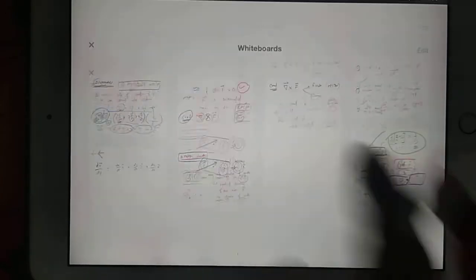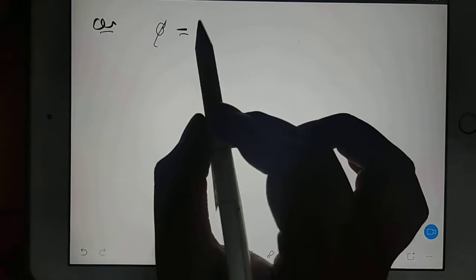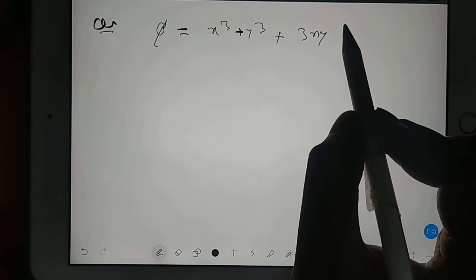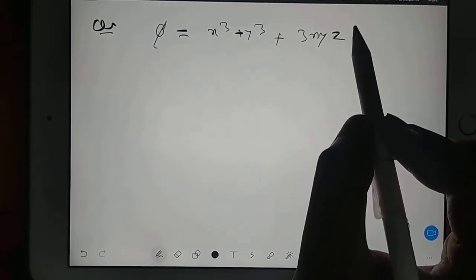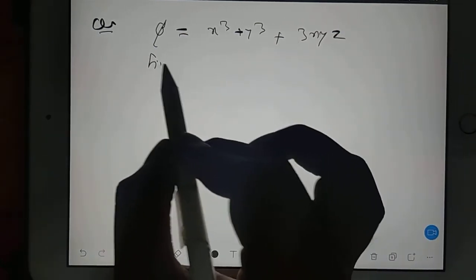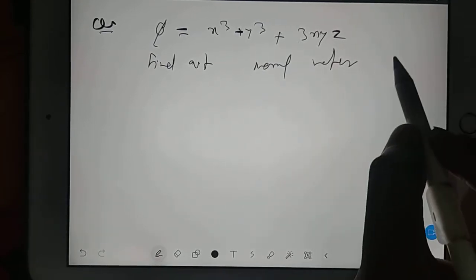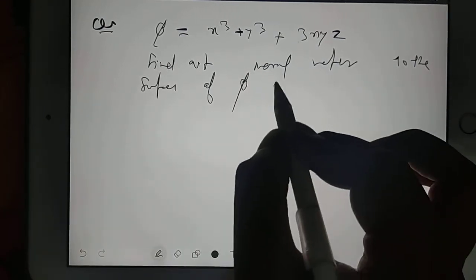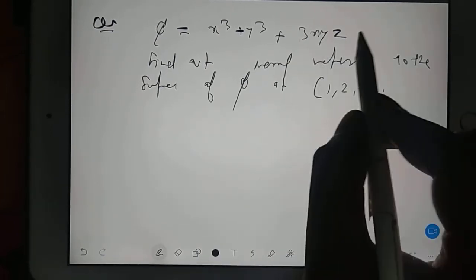Now I'll change the page. See here. See the question. Suppose you have phi equal to x cube plus y cube plus 3xyz, and find out the normal vector to the surface of phi at 1, 2, minus 1, and plus 3 also you write here.